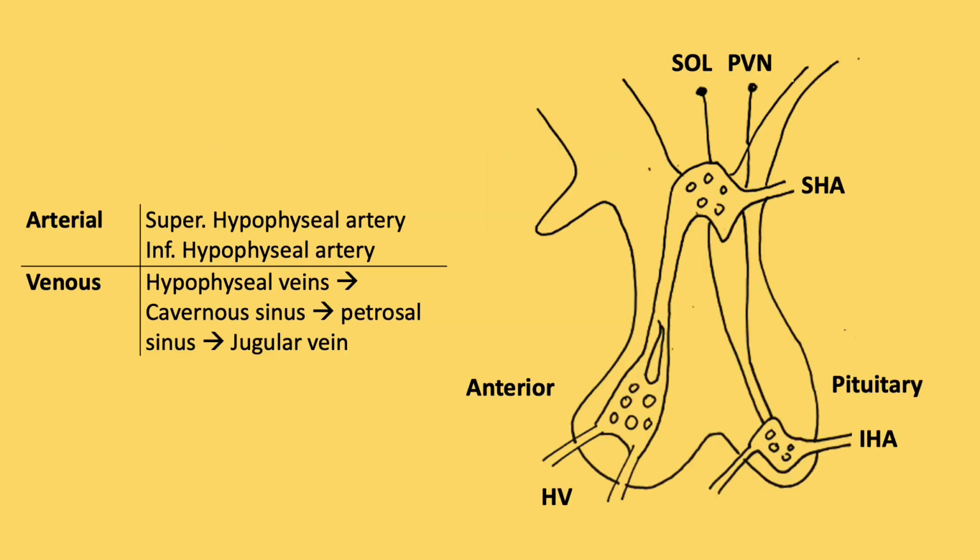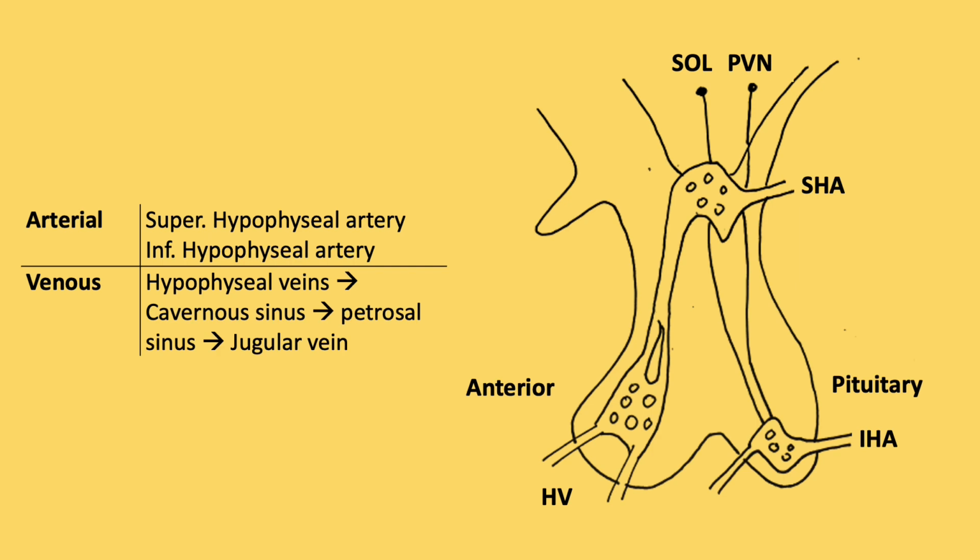The internal carotid artery has two key branches to supply the pituitary: the superior and inferior hypophyseal arteries. The SHA, or superior hypophyseal artery, supplies the infundibulum of the gland, and through the portal system, i.e. two capillary beds, supplies the anterior component of the pituitary. The posterior component is supplied by the inferior hypophyseal artery.